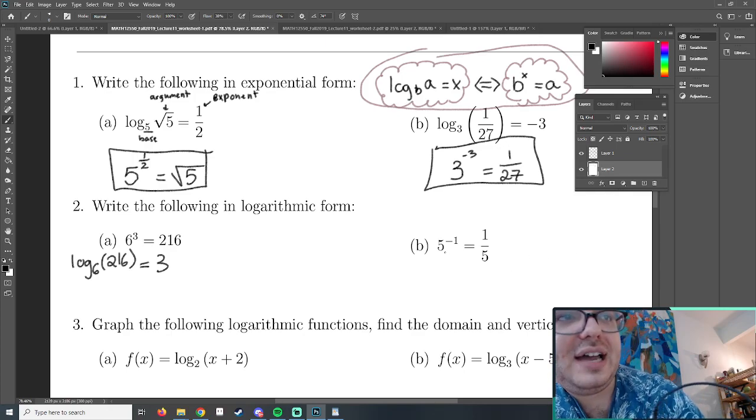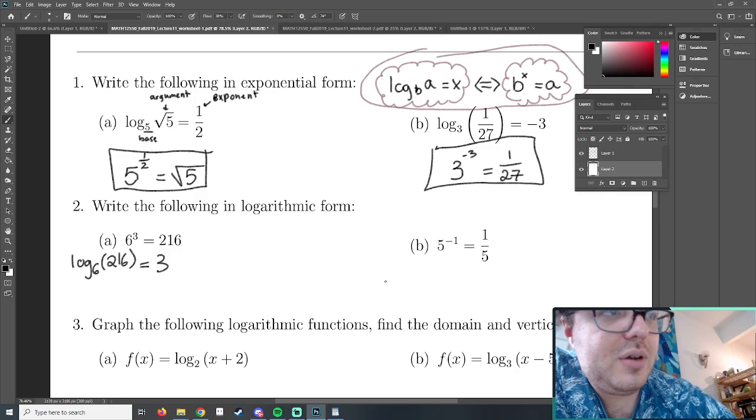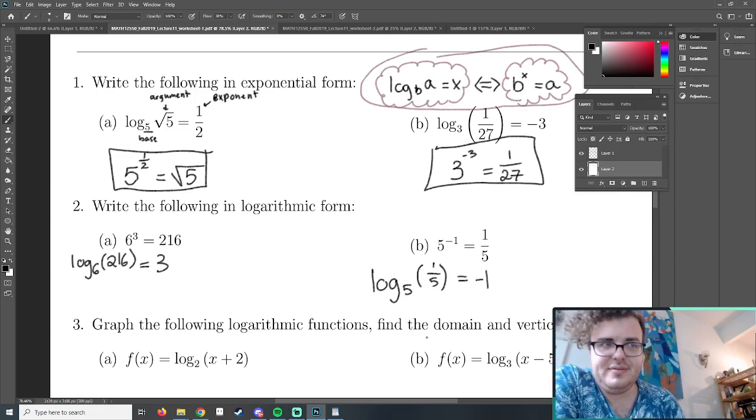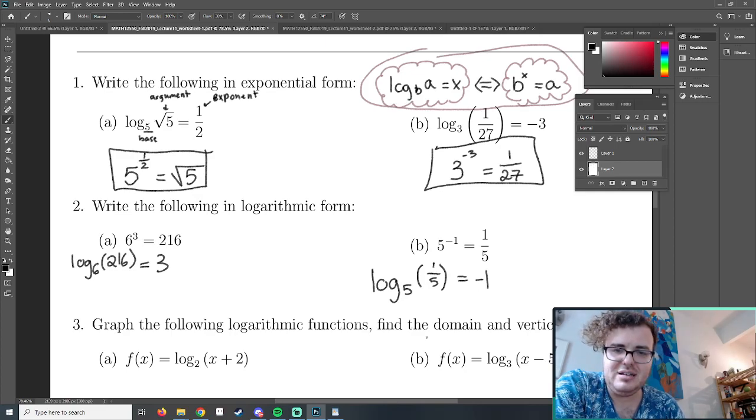Again, here they're saying 5 to the negative 1 is 1/5. So if I want to rewrite that as a logarithm, I say the power I raise my base 5 to in order to get 1/5 is negative 1. So it's really just a difference in sentence structure, right? The only difference between an exponential and a logarithmic statement is the sentence structure. An exponential says a base to a power equals a number. And a logarithm says the power I raise a base to get a number is this power.